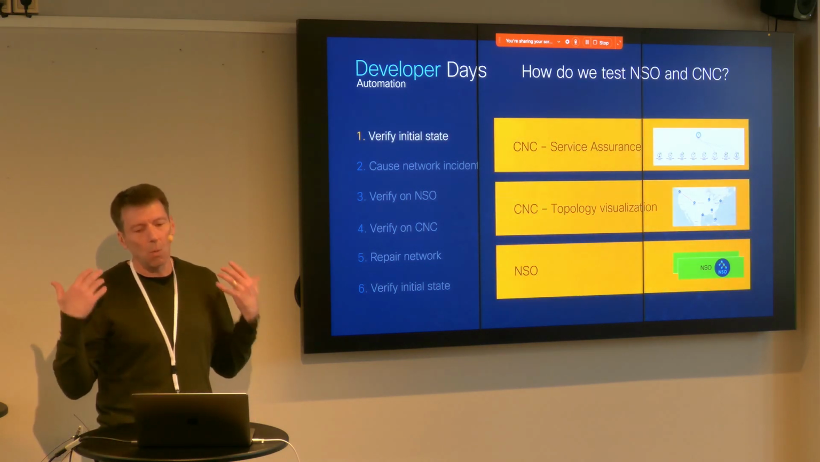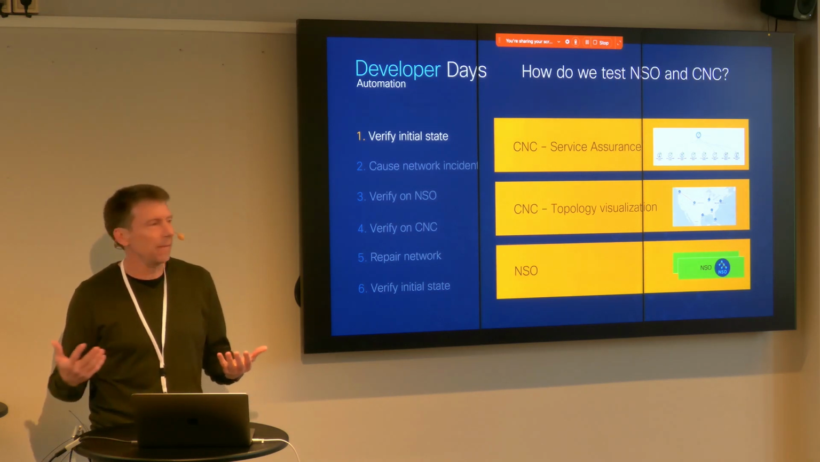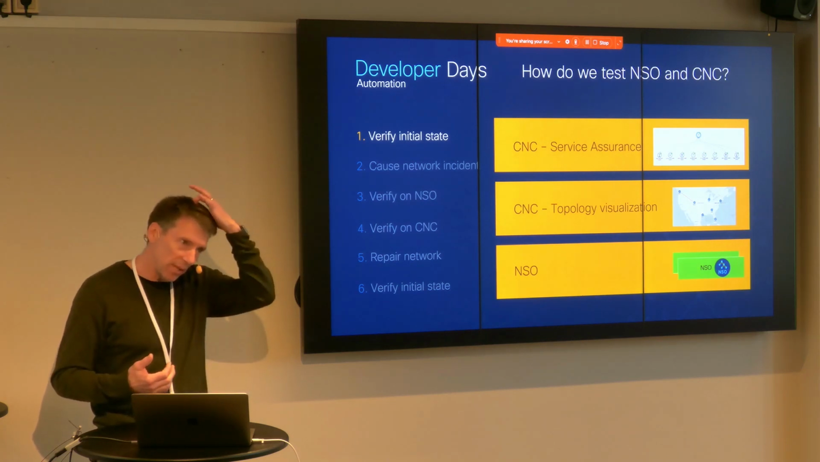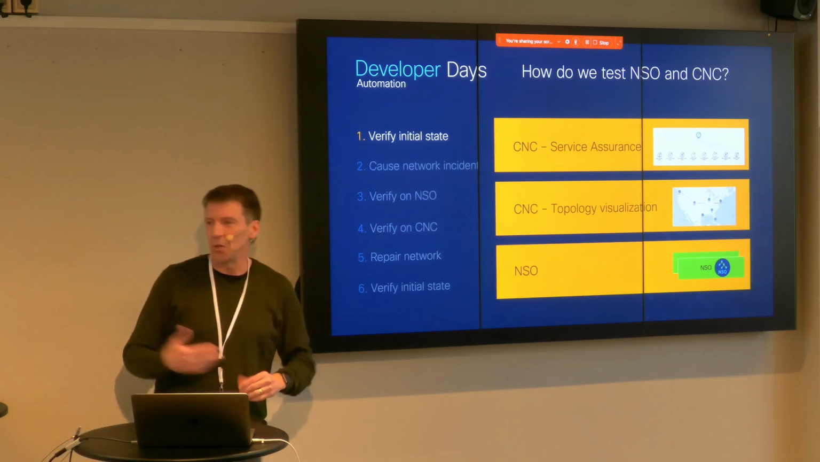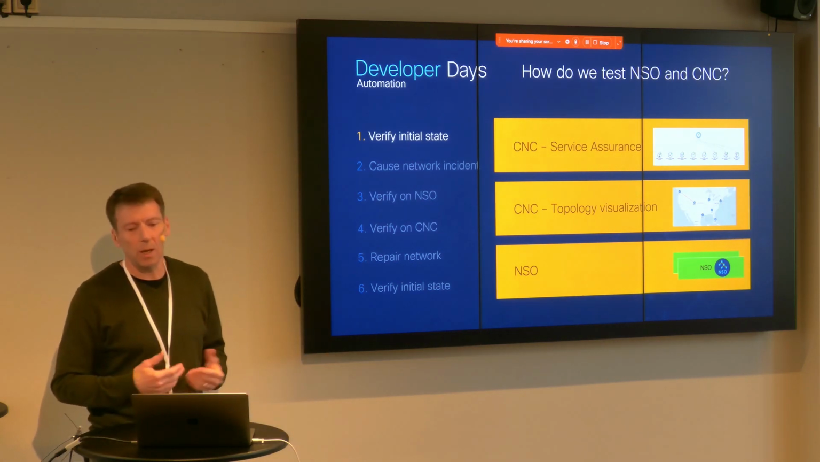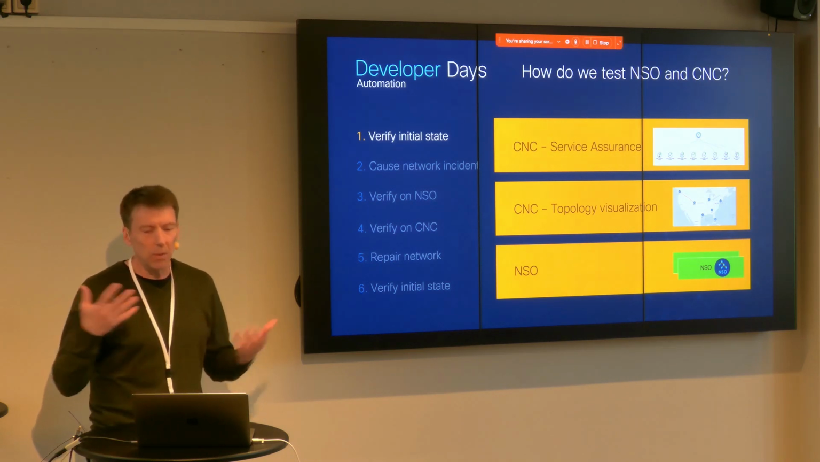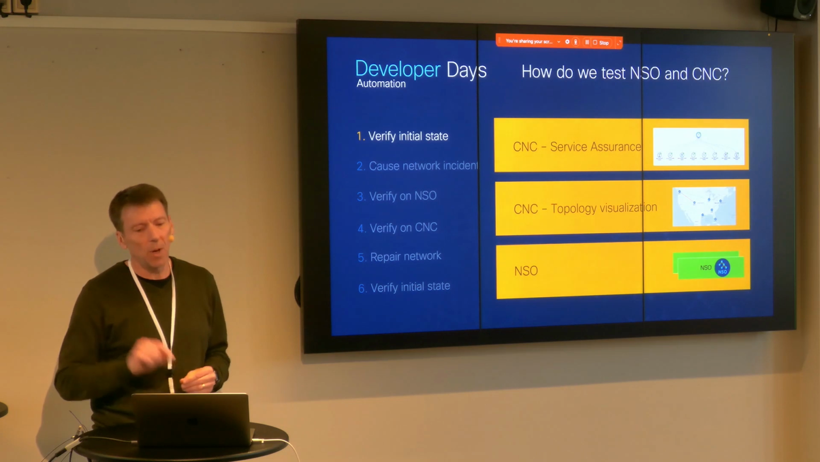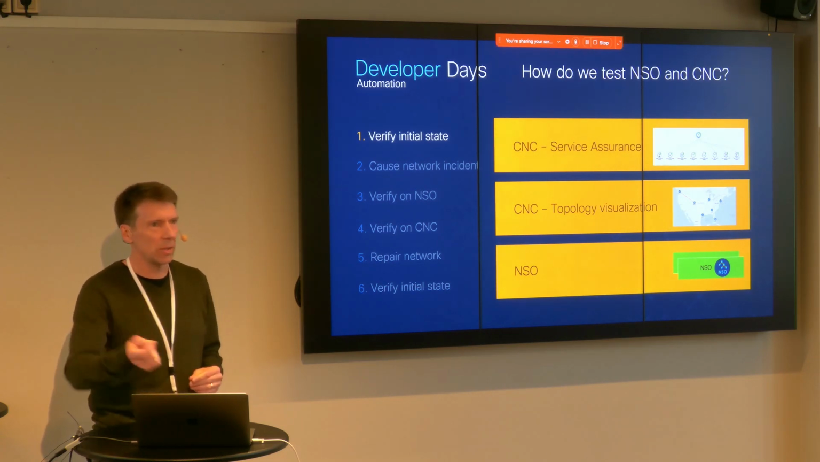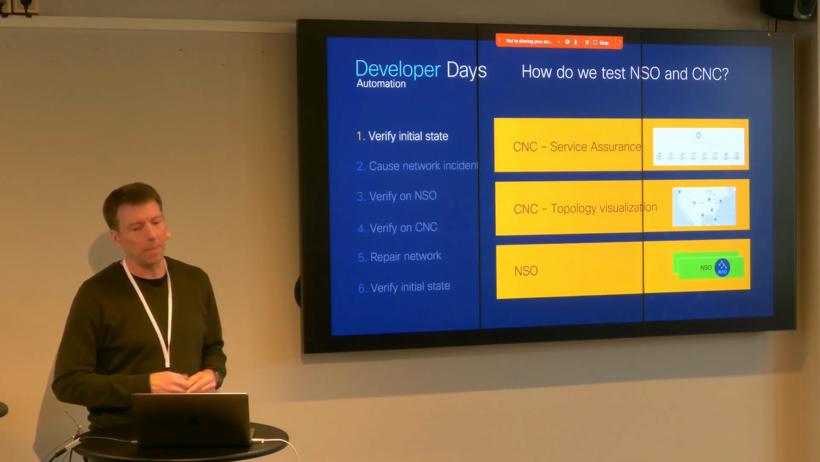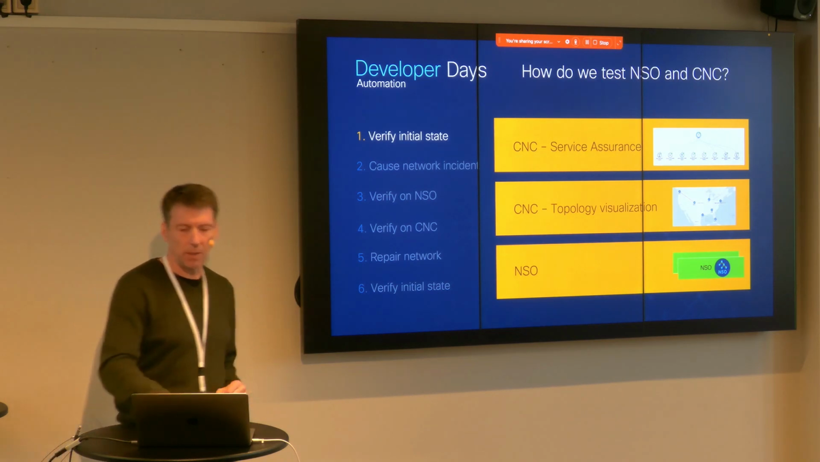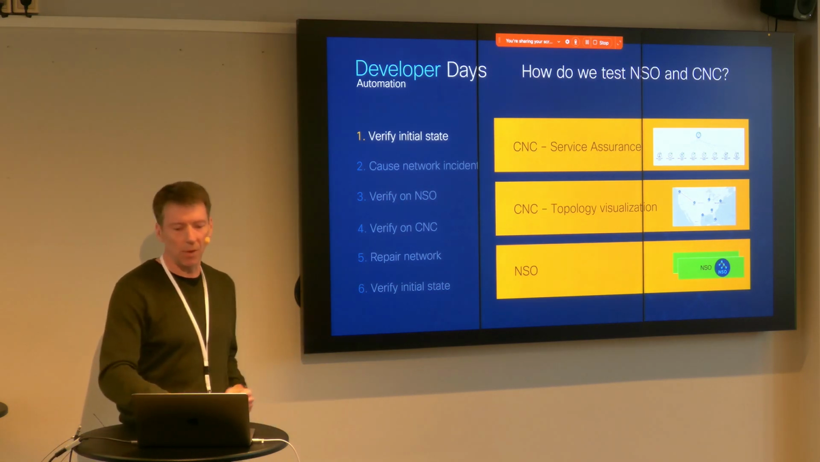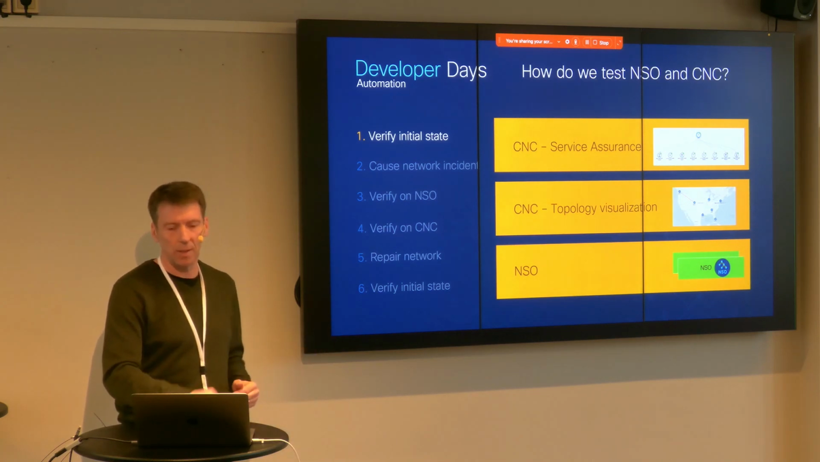When we start off, clearly we're going to verify the initial state. Most tests you're going to start with your initial state. Usually it's a good state, but you're going to go check it on the NSO and CNC, and also from the topology visualization and the service assurance point of view. This is all going to be very straightforward, but really it will then feed into the demo and you can see how you might accomplish all this.